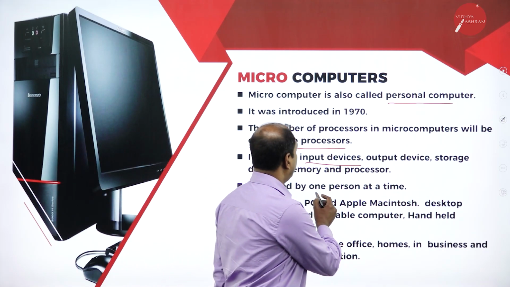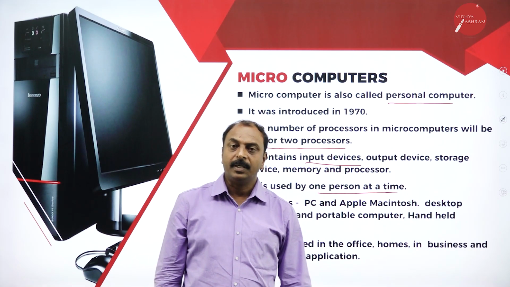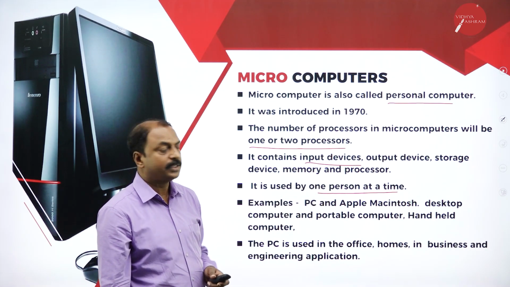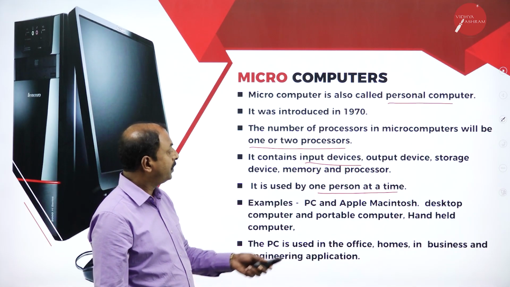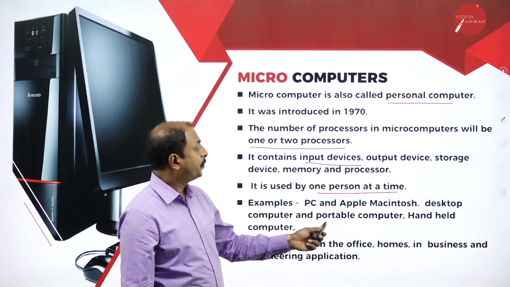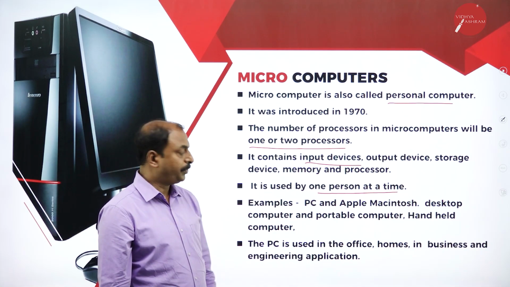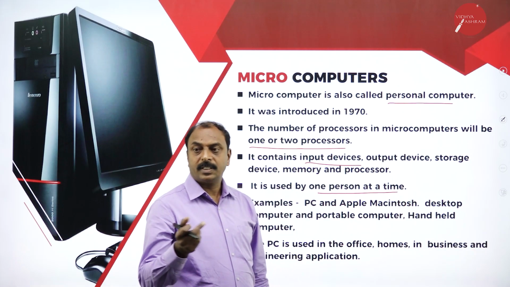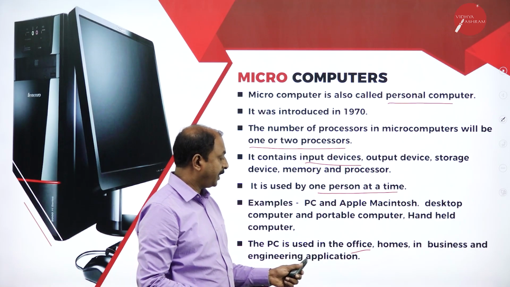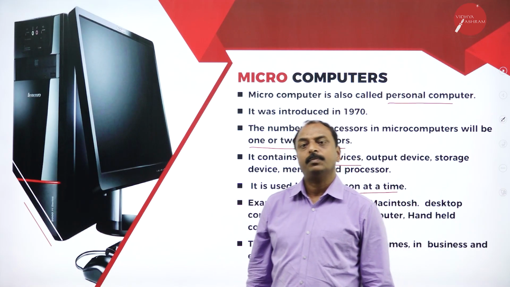It is used by one person at a time, or it is nothing but a single user system. I mean only one person can use the system at a time. So this is a single user system. And examples, as I told you, PCs and Mac computers, desktop computers, portable computers, handheld computers are examples for microcomputers. And we are using these PCs or microcomputers in offices, homes, in business, engineering, and different applications. So this is one type of configuration, that is microcomputers.